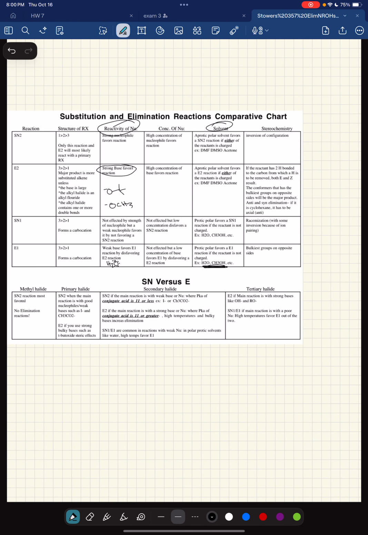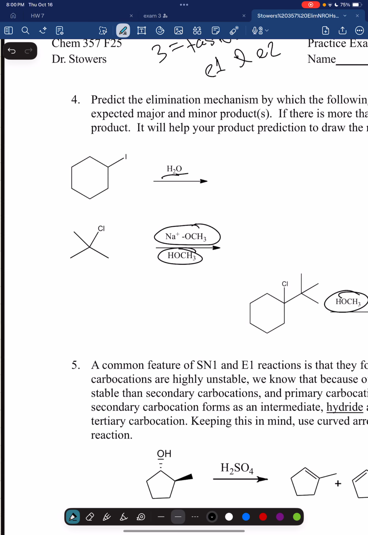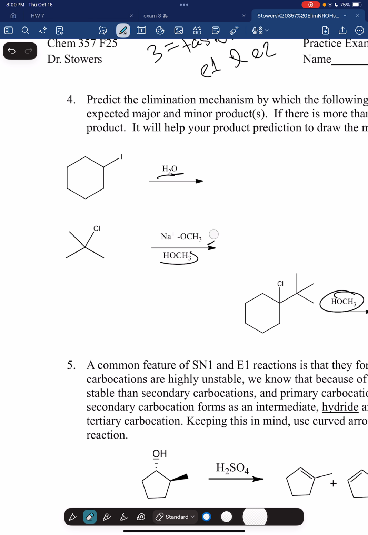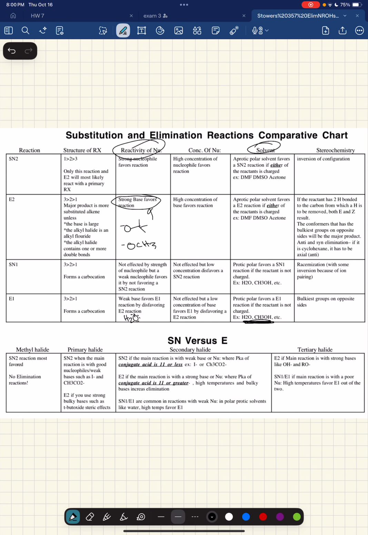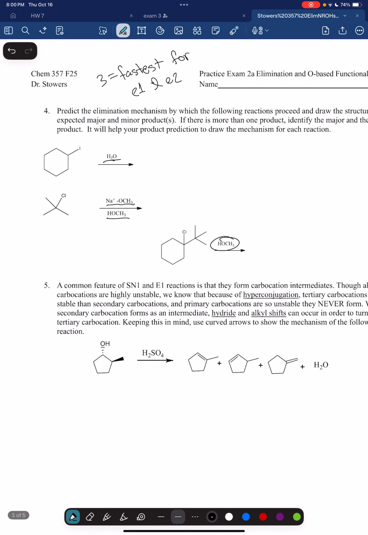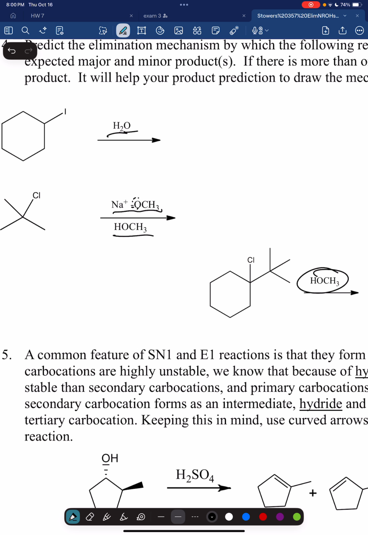So I think that's enough information right here. I think this one is a little bit tricky because this has a strong base, but then it has a protic solvent. So it has the strong base right here, but it has a protic solvent. The strong base should favor E2, but the protic solvent should favor E1 because the protic solvent, as you know, acid-base stuff would happen right here, kind of kill your strong base. So that's kind of a tricky question.